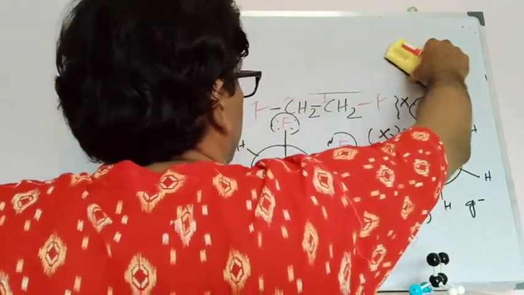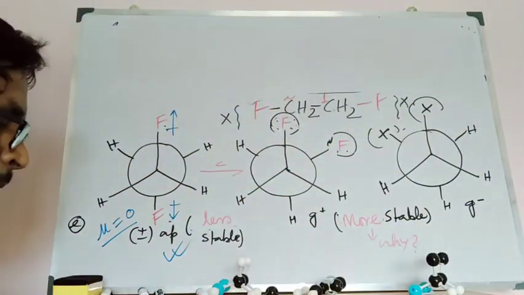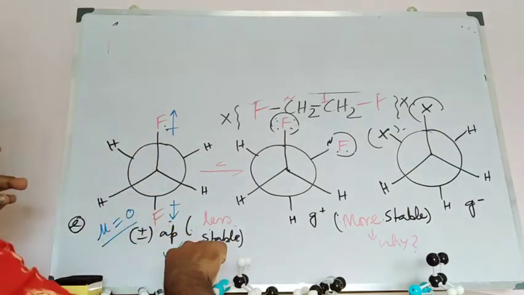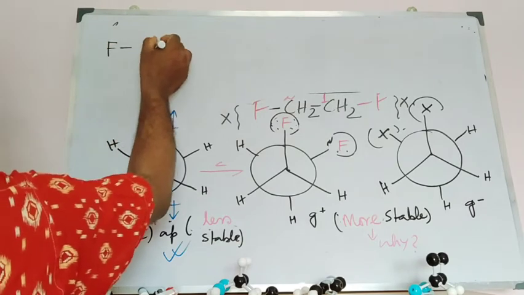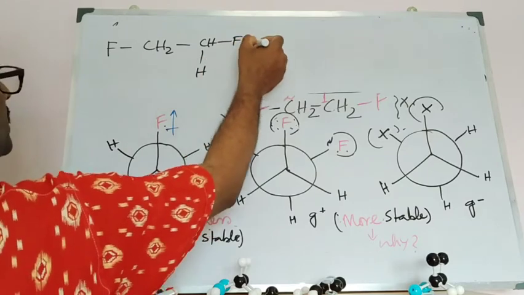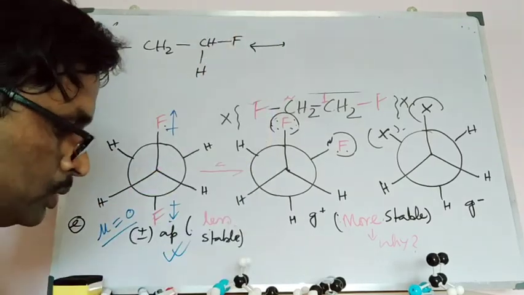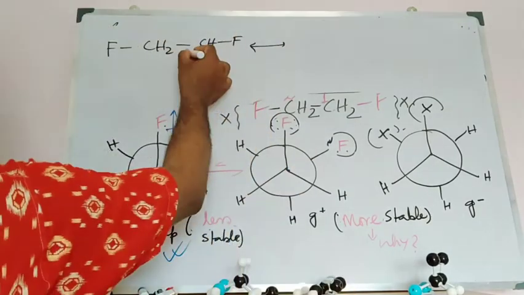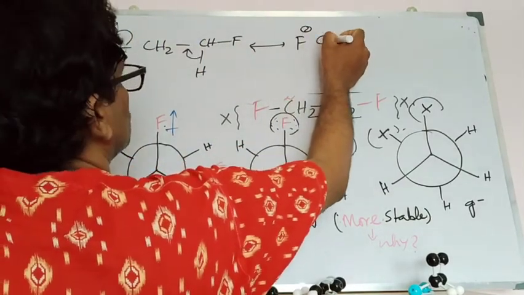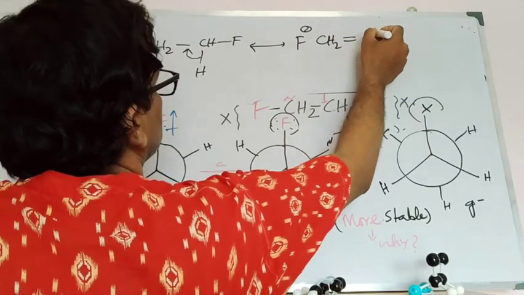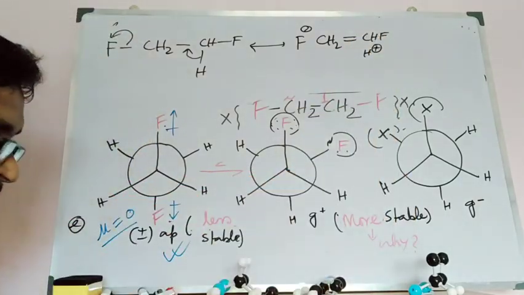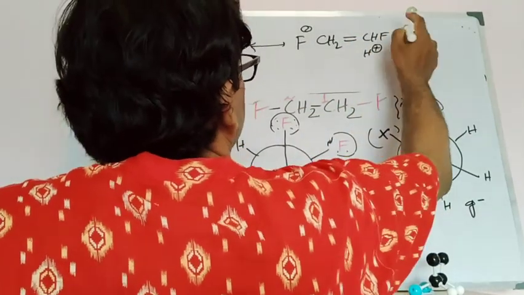that is FCH2CH2F. So such kind of hyperconjugation may be possible here. CH2, CH, F, and the proton is here. So in these cases, hyperconjugation may be possible just like this, goes to here and goes to there. So the fluorine is minus. Now it's no bond, CH2 double bond CHF, and the hydrogen plus is here.